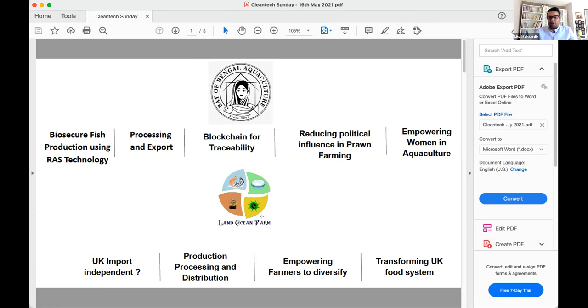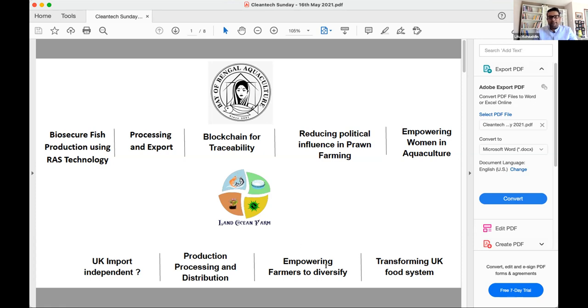Land Ocean Farm is a circular economy farm which will utilize recirculating aquaculture technology, with a reduce, reuse, and recycle strategy implemented there. With that in mind, we thought, can the UK actually be import independent? Not only the UK, that model can be taken to any other country. The production, processing, and distribution supply chain carries a lot of carbon footprint and carbon tax. So can we produce and get it from farm to fork, or farm to kitchen?